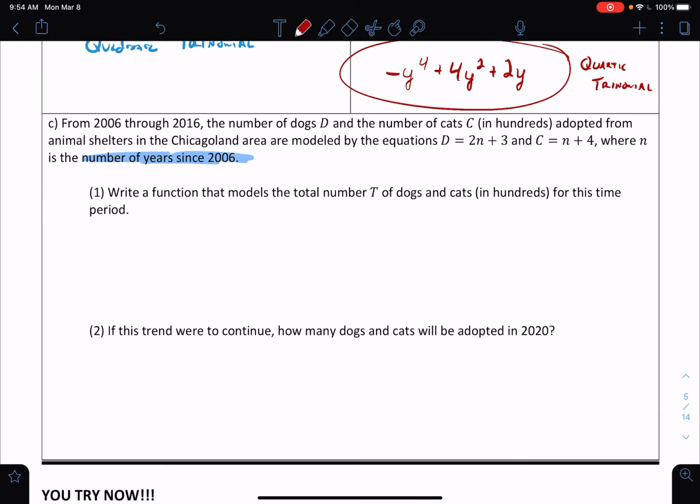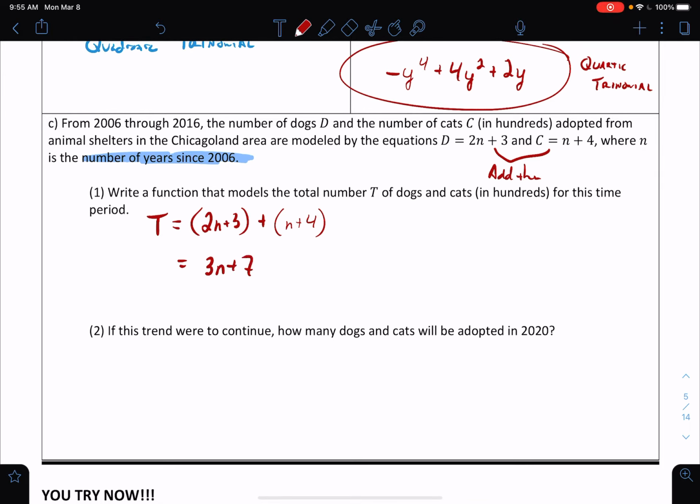All right, so what do I got to do with these two expressions? I got to add them together. If I'm trying to figure out the total amount, I'm going to take the number of dogs and the number of cats, and I'm going to add them together. So the total is going to be dogs plus cats. So 2n plus 3 plus n plus 4. And that's going to give me 3n plus 7 because I can combine my like terms. So there we have our function to represent the total.